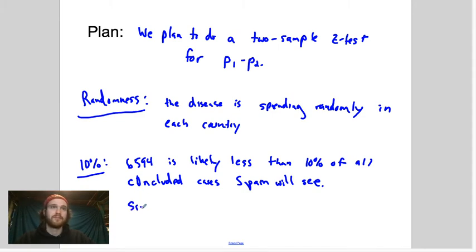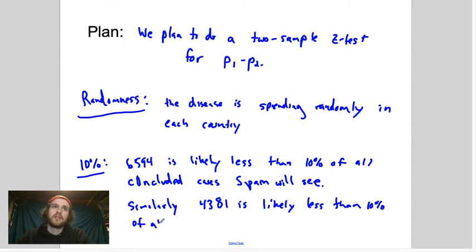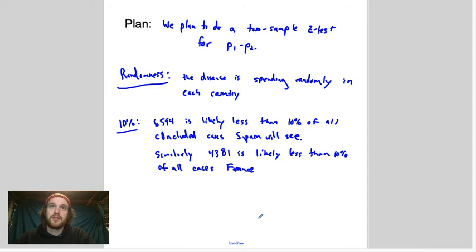And similarly, 4,381 is likely less than 10% of all cases France will see. I see Spain, I see France. Let's see, of all cases France. Brutal. That's pretty brutal. That's a lot of cases.